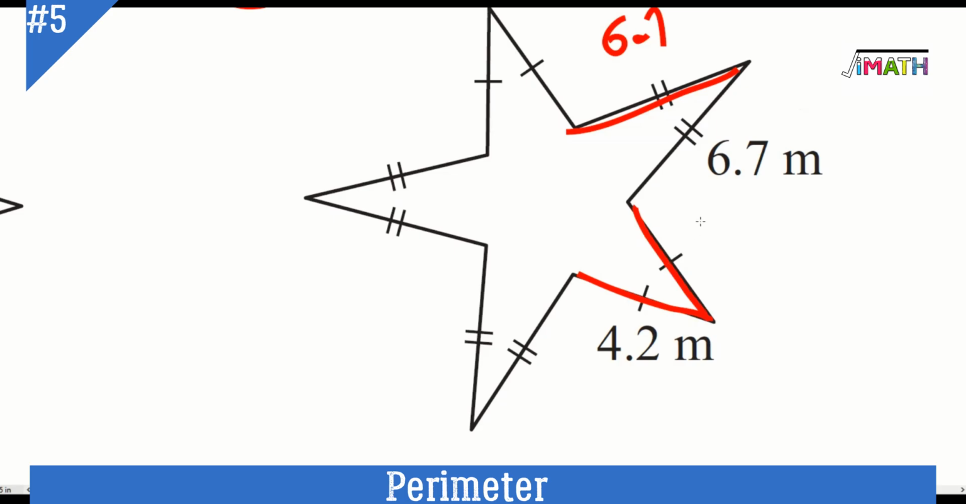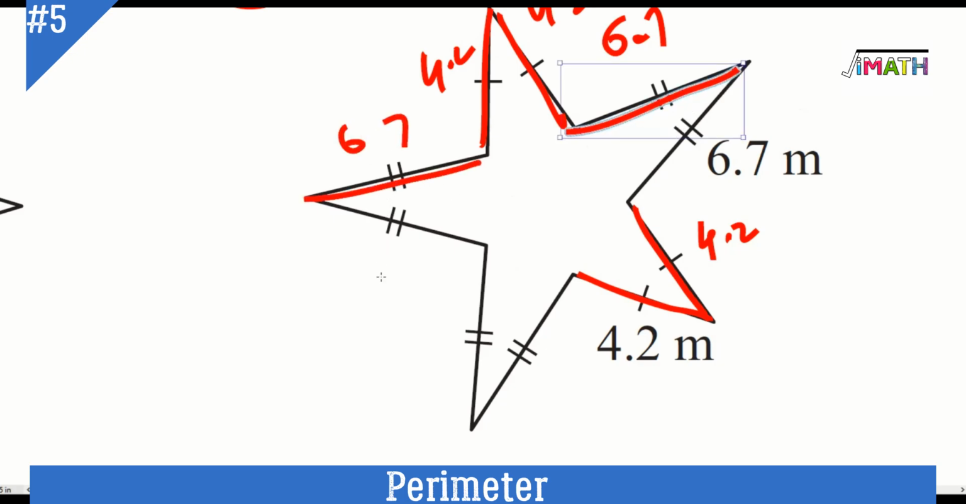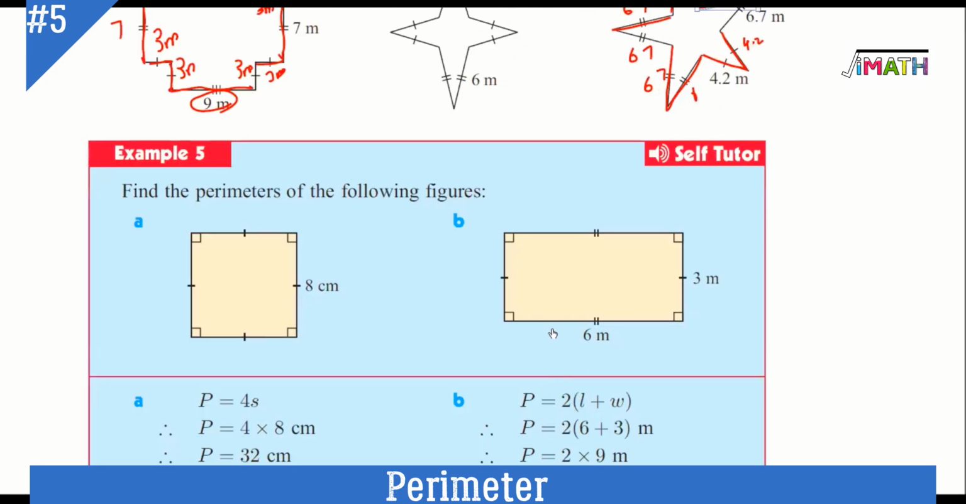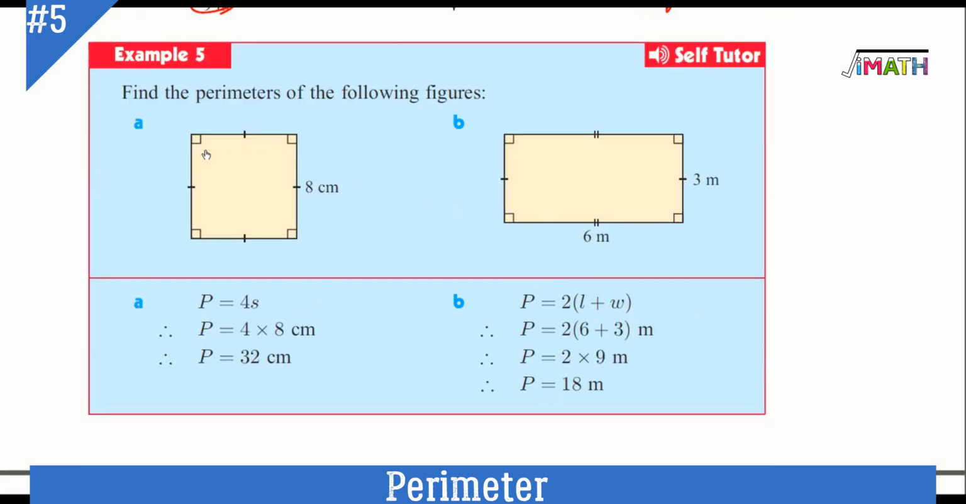4.2. If it is 4.2 and we have a single slash here, it means this one is also 4.2 and this one is also 4.2, and with the double slash here, if this is 6.7, it means this is 6.7 as well, this one is 6.7 as well, and this double slash is also 6.7. Okay, and then we can just add them up.